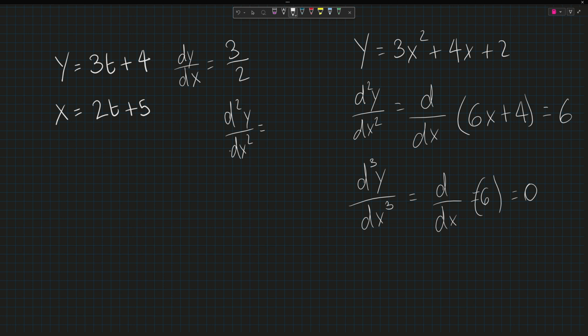So what about parametrics, right? Parametrics work a different way. For parametrics, everything's based on t. You're taking the derivative with respect to t, not with respect to x. So what do we do? So a normal derivative, or a normal derivative of a derivative, would work like this.